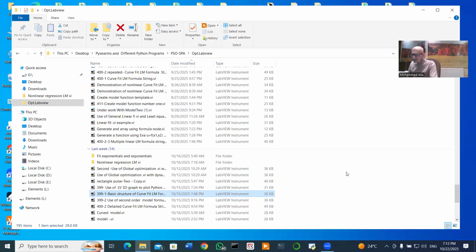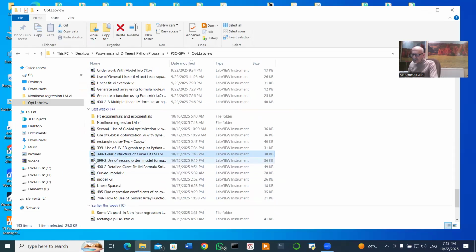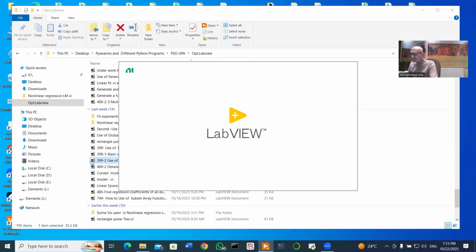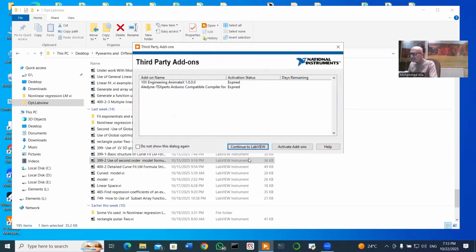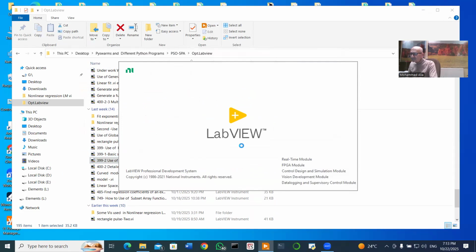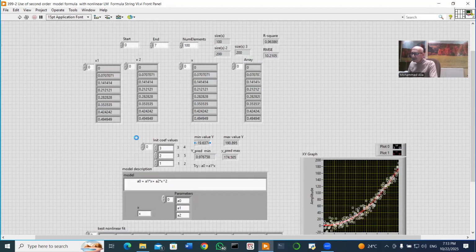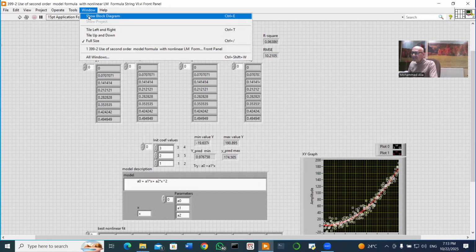And I will go now to example 3992. Continue. Okay. Here is the block diagram.